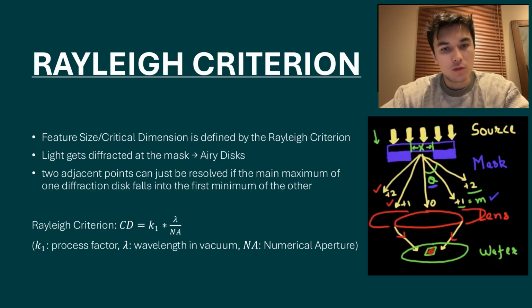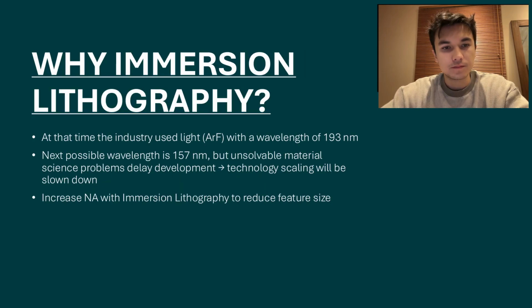Normally, before immersion lithography, we used lambda, so the wavelength, to decrease feature size. But we can also increase numerical aperture, and this is essentially what immersion lithography does. At that time, the industry standard for the light source was argon fluoride with a wavelength of 193 nanometers. The next possible wavelength is 157 nanometers, but the material used for that had some intrinsic unsolvable material science problems.